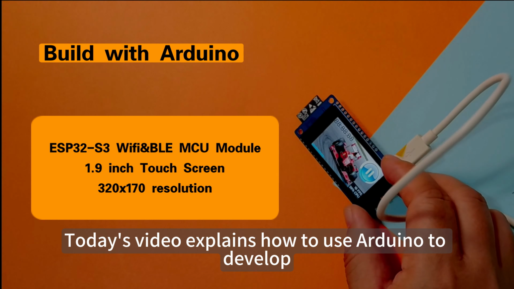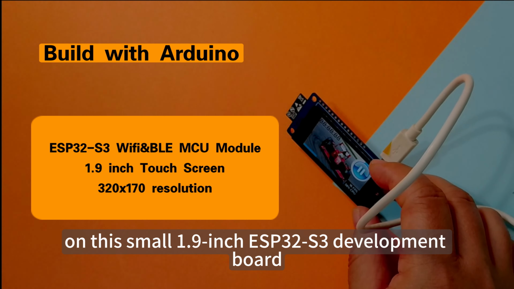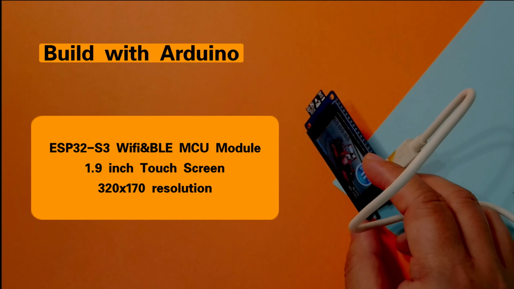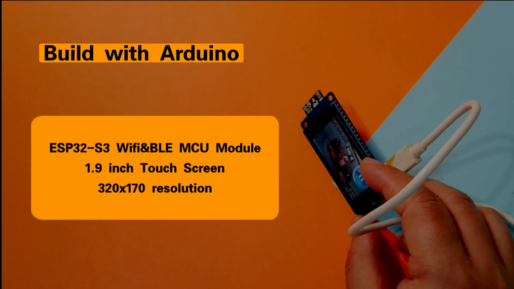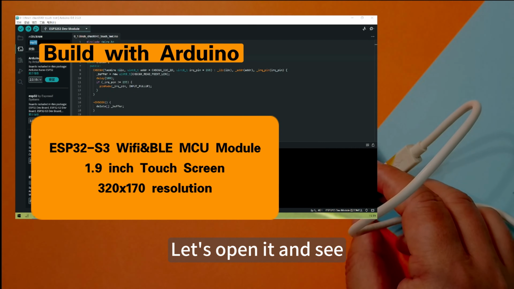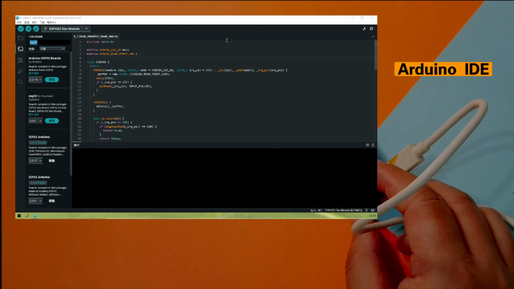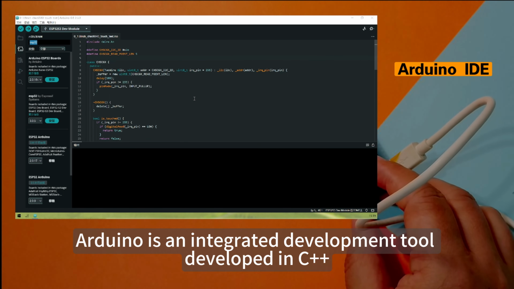Everyone! Today's video explains how to use Arduino to develop on this small 1.9-inch ESP32-S3 development board. Arduino is very suitable for beginners. Let's open it and see. The development tool is Arduino, an integrated development tool developed in C++.